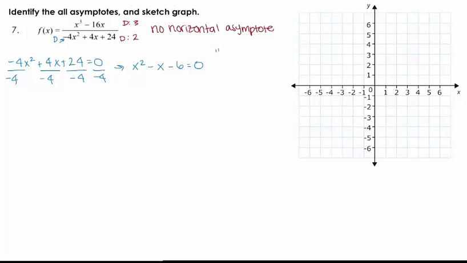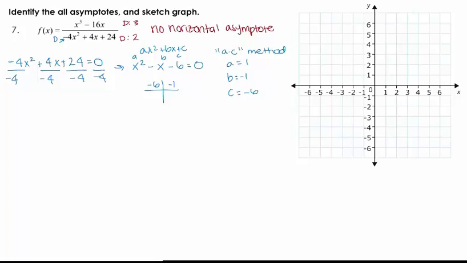I use the AC method that I was taught, and to do this, we're going to go back to the standard written version of a quadratic, which is ax squared plus bx plus c. And we know that this is our a, this is our b, and this is our c. So our a is 1, our b is negative 1, and our c is negative 6. So with the AC method, you take your a and c values and multiply them by each other. That will get us negative 6. And on the right-hand side, you take your b value.